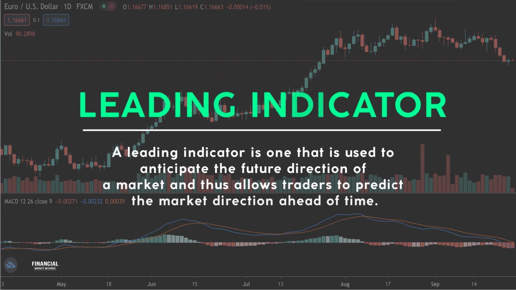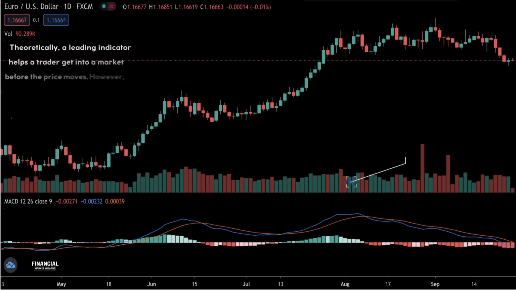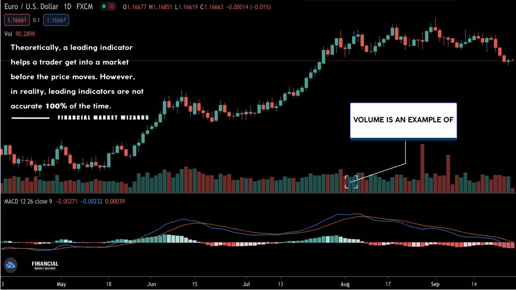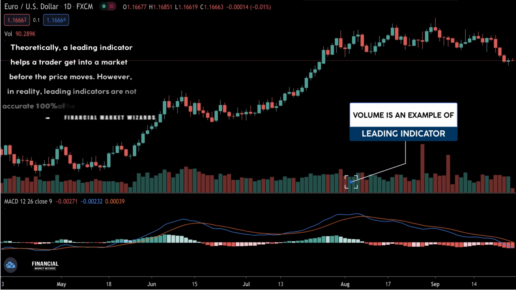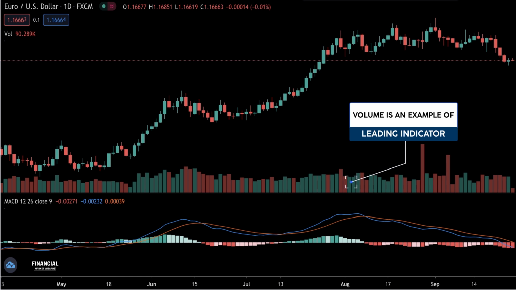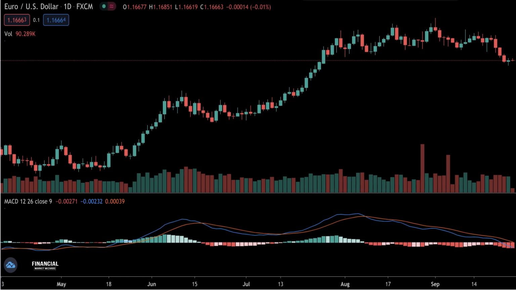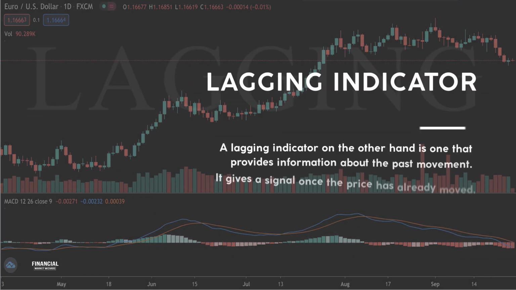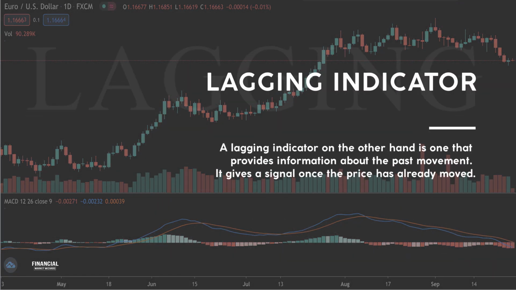A leading indicator is one that is used to anticipate the future direction of a market and thus allows traders to predict the market direction ahead of time. Theoretically, a leading indicator helps a trader get into a market before the price moves. However, in reality, leading indicators are not accurate 100% of the time. This is why traders often combine them with other forms of technical analysis to filter out the highest probability trade setups.